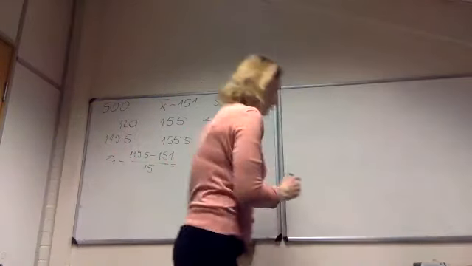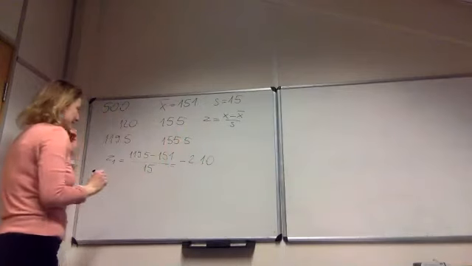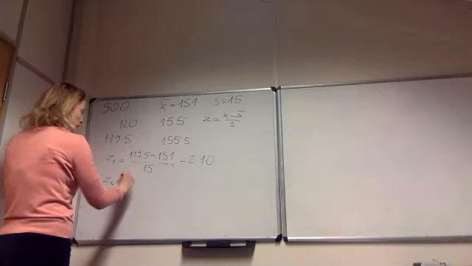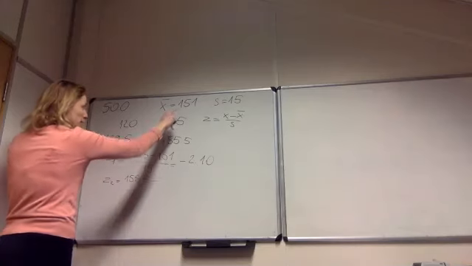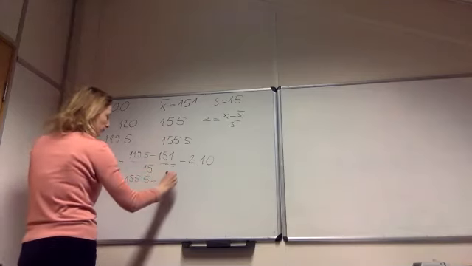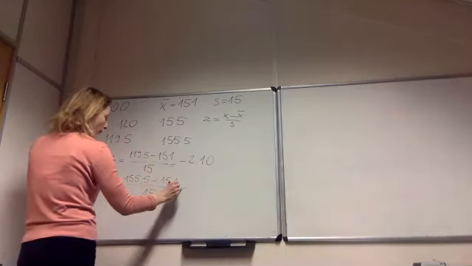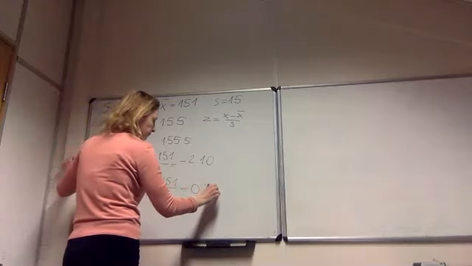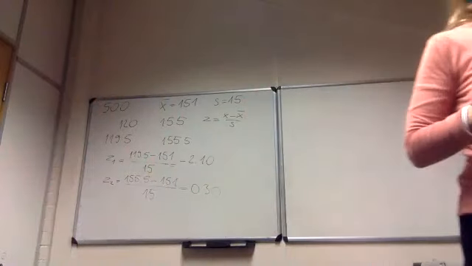This equals minus 2.10. And for Z2, we have 155.5 minus the mean over 15. This is 0.3. Nice. We have the standard scores.